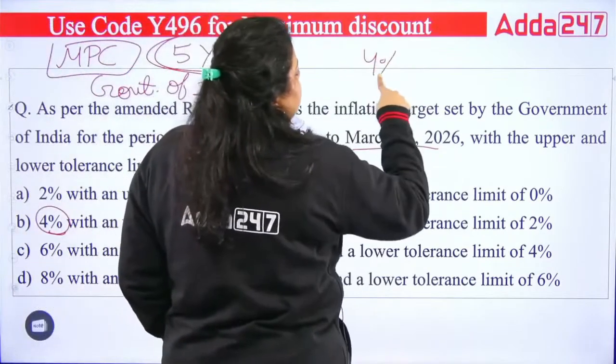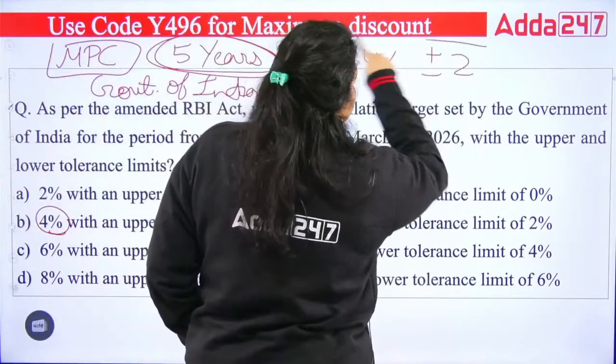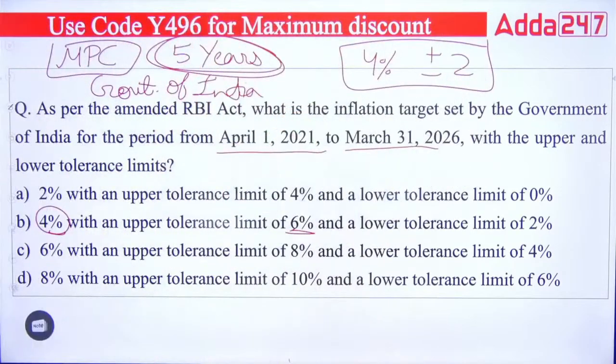So we have 4%, plus minus 2%. This is the inflation target. So the right answer will be B. Right answer is B.